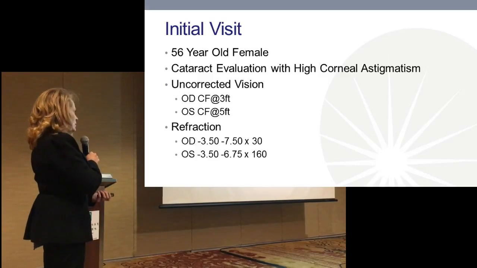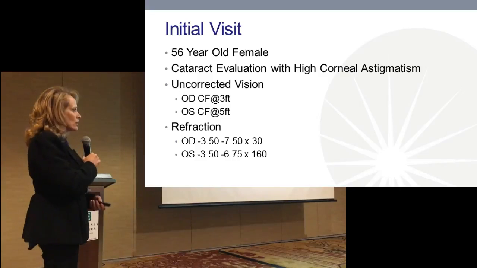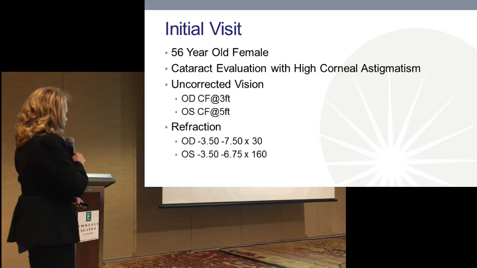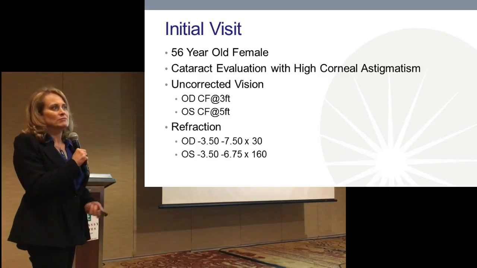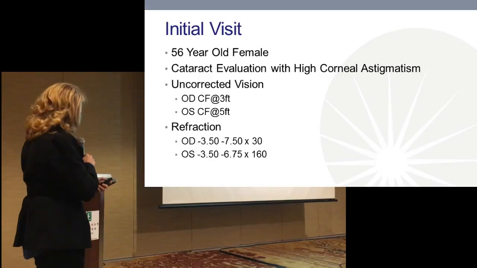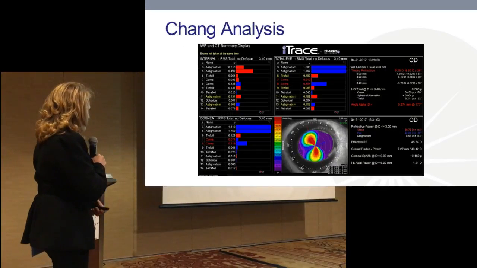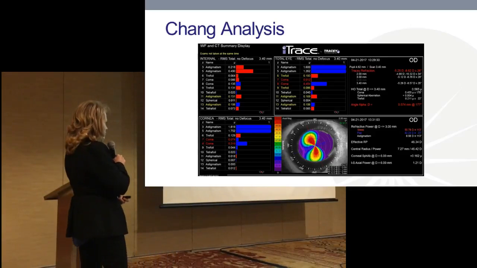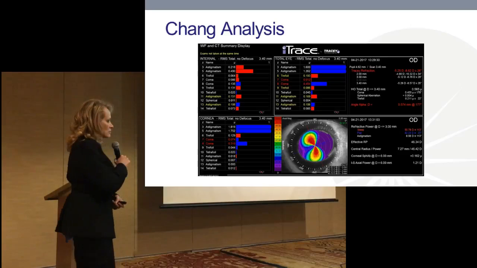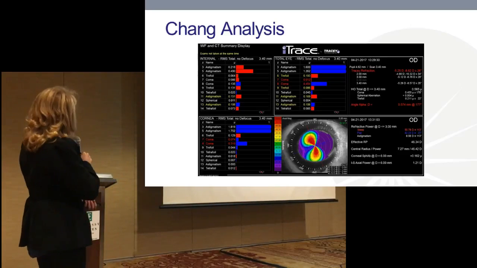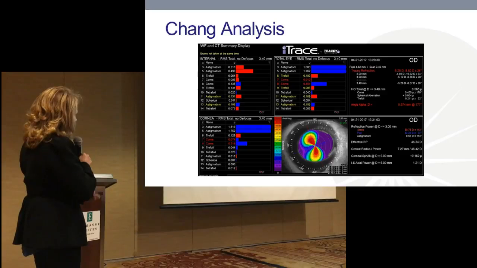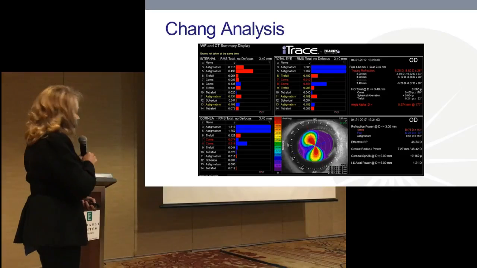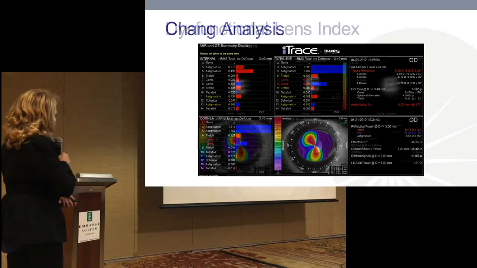So she came in with a high corneal astigmatism for a cataract evaluation, had some real problems driving at night with glare and halos, terrible uncorrected vision, and look at her refraction. Just a huge cylinder. And this was her iTrace. You can see a large amount of corneal astigmatism, not necessarily completely orthogonal, but huge amounts of astigmatic higher order aberrations and lower order aberrations actually for astigmatism.